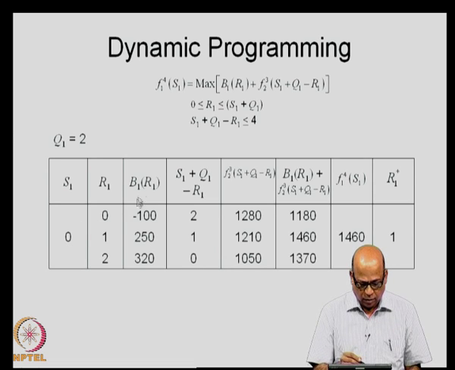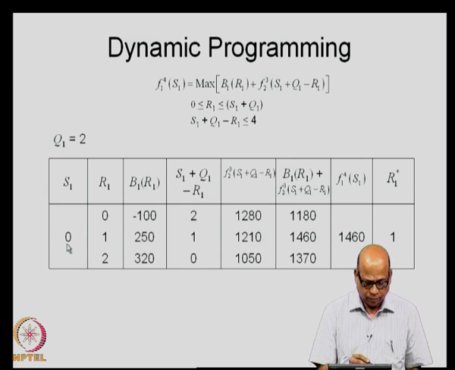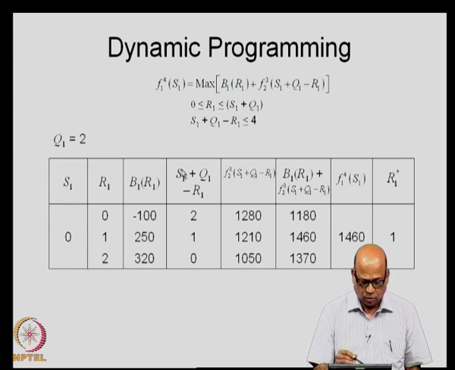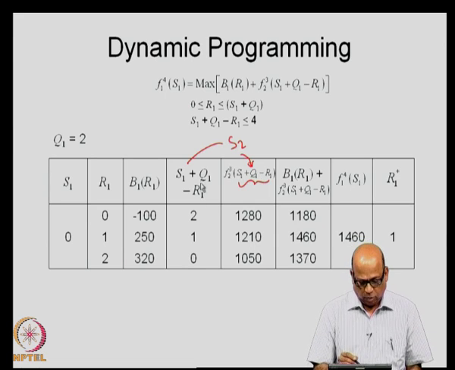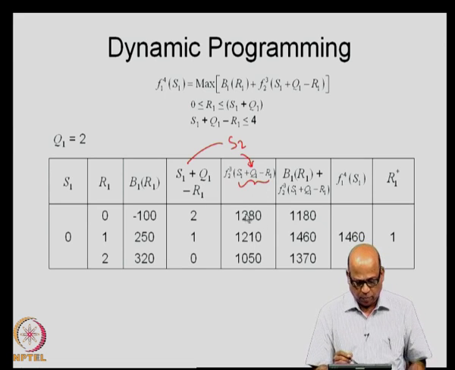If R1 is 0, then these are the benefits you can pick up from the table for time period t equal to 1. The benefits remain the same for all the time periods: minus 100, 250 and 320. If R1 is 0, starting with S1 equal to 0, 0 plus 2 minus 0 is 2. This defines the end of period storage, or the beginning of period storage for the next time period; this will actually be S2. Corresponding to S2, we have already solved in the previous stage, so you pick up the previous stage optimal value.